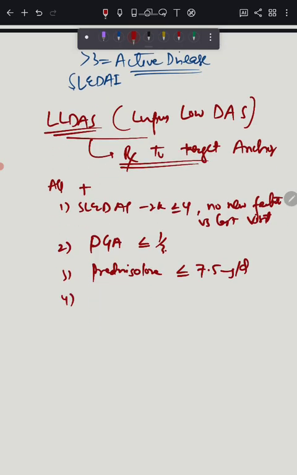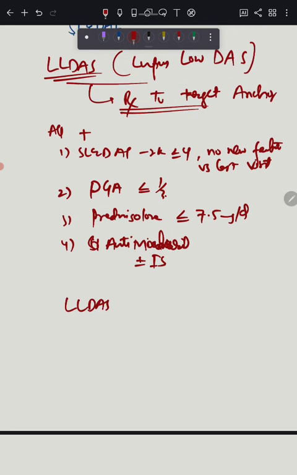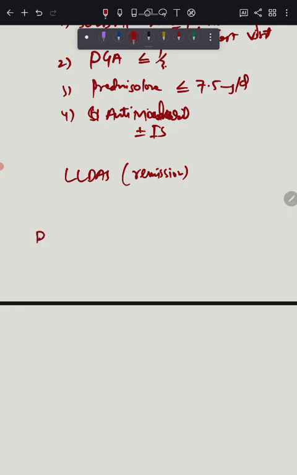Fourth thing, the patient should be on well tolerated stable antimalarials, plus or minus immunosuppressants. So what was the aim, what was the treat to target anchor? It is this. Aim to keep patients in LLDAS, that is lupus low disease activity state, or what we call remission, and minimize steroid exposure.